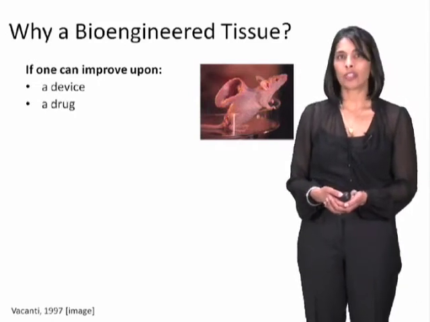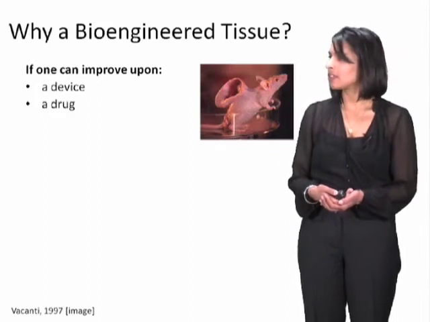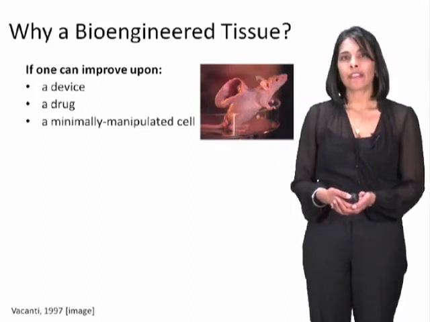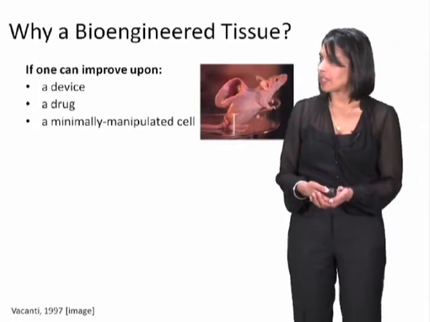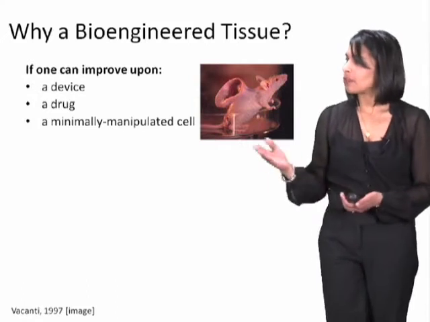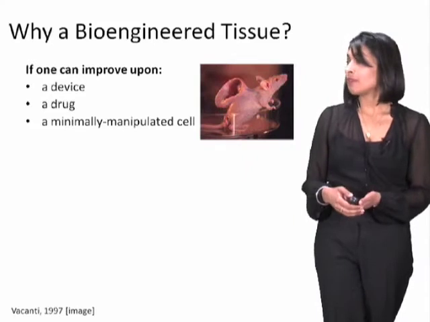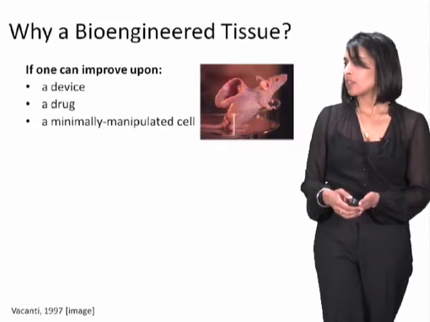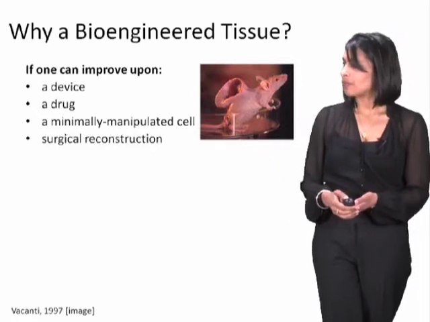A drug: if one could administer a drug to a patient, again, one wouldn't need a hybrid device. A cell that was minimally manipulated. This is the term that's been invented by the United States Food and Drug Administration, and it refers to cells that come out of the body and are reinfused with very minimal manipulation. So if one could minimally manipulate a cell, one wouldn't need to engineer a tissue to improve the tissue function.